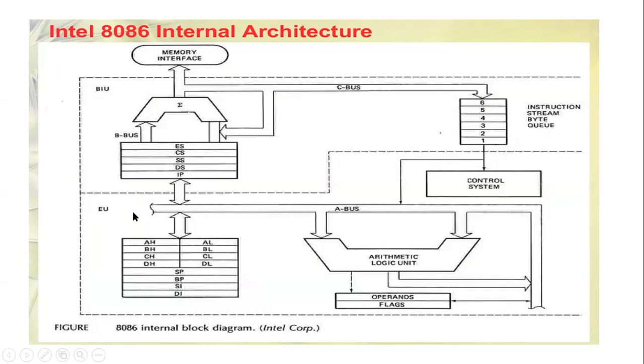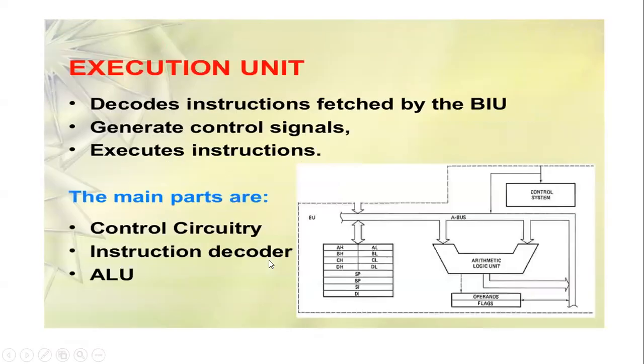In the bus interface unit, again we have different types of registers. The execution unit contains the arithmetic logic unit, flags and registers. In the arithmetic logic unit, you will perform arithmetic and logic operations, and the flag register is divided into 16 bits, which are again divided into two types: conditional flags and control flags. Next, we have seen the stack pointer. This is about the architecture of 8086.